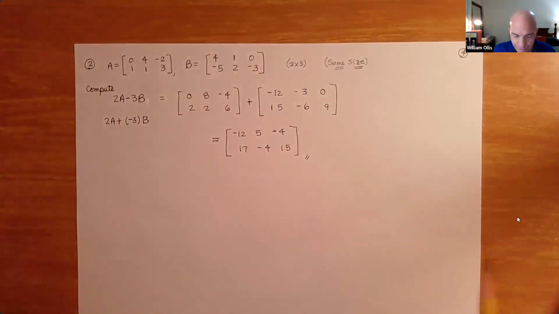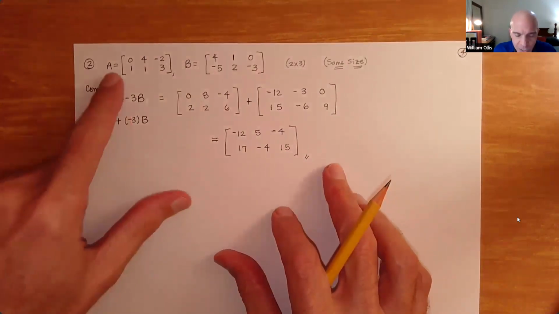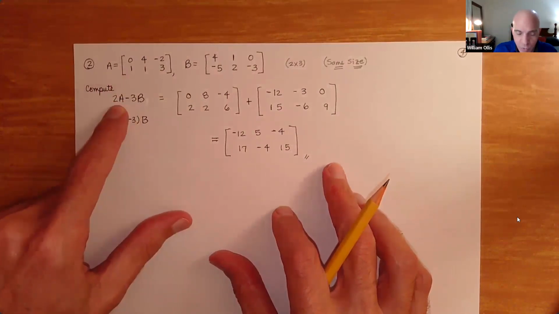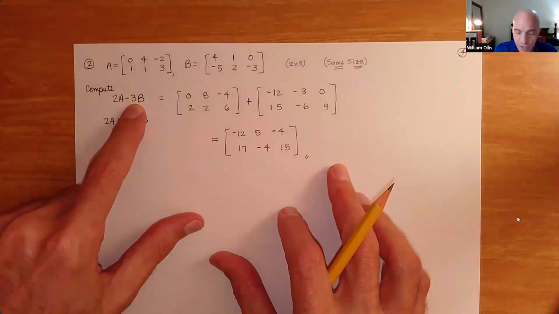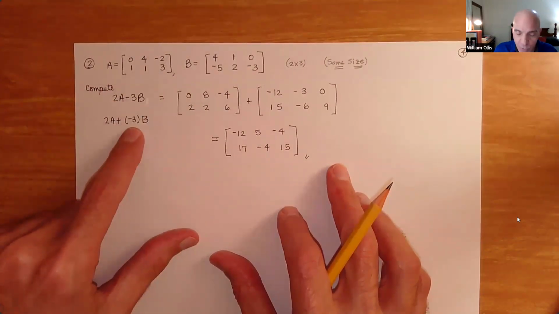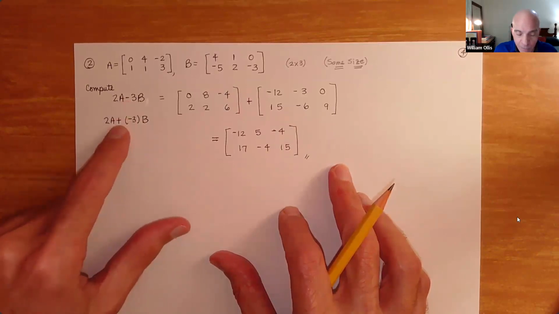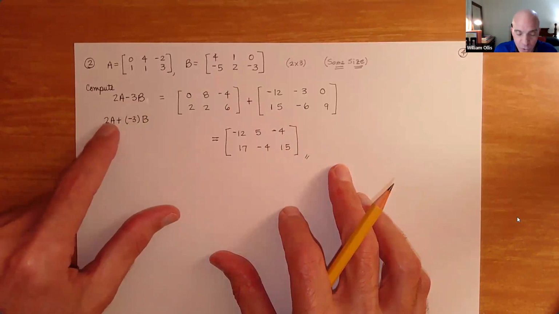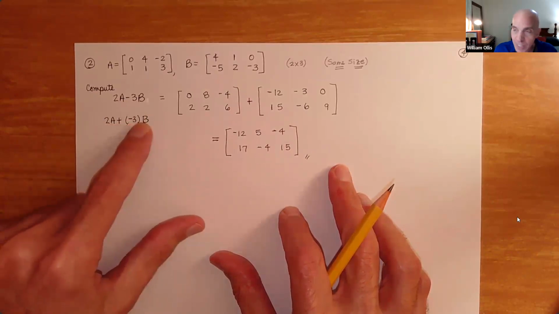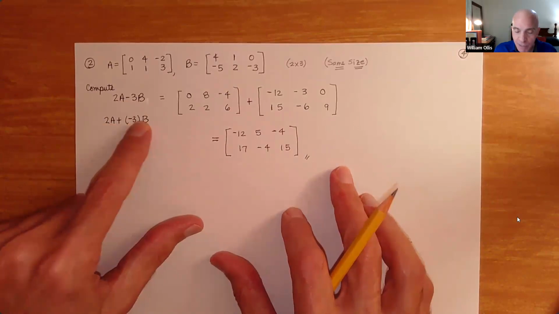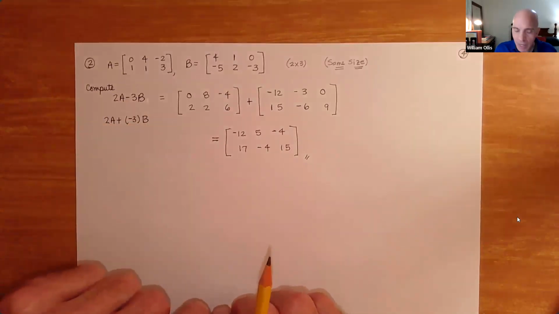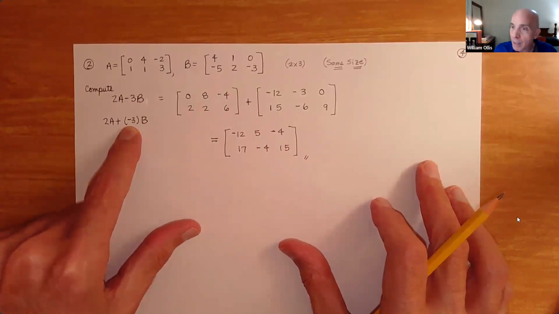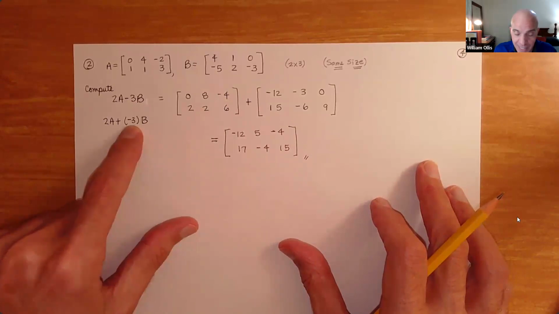So now notice we have these two matrices and we want to add to the matrix 2A the additive inverse of the matrix 3B. Just like we did before, you can say 2A minus 3B would just be 2A plus negative 3 times B. That makes the process a little bit simpler. So now what we can do is just multiply all of the entries in matrix B by negative 3.